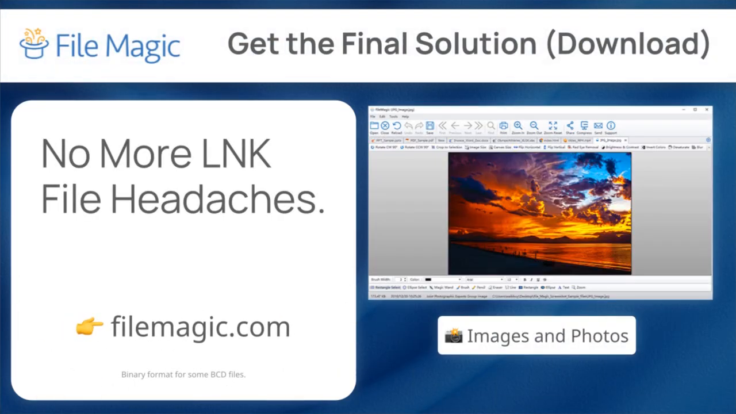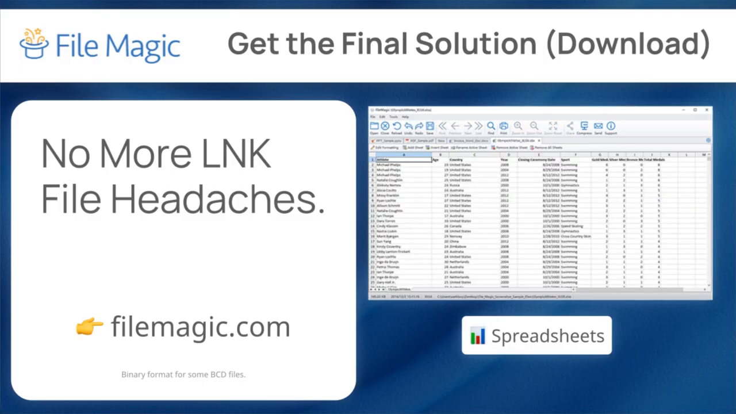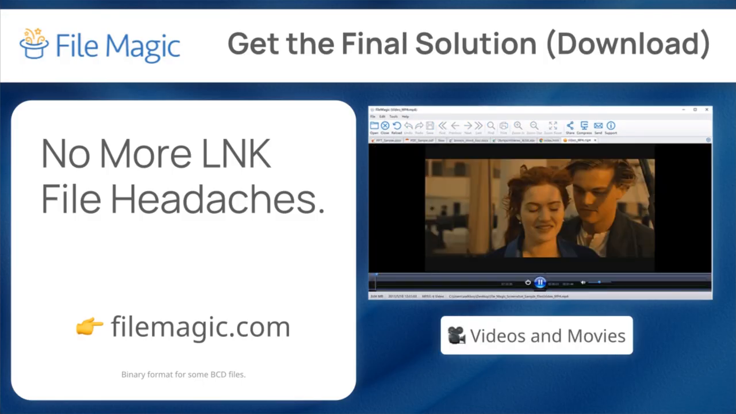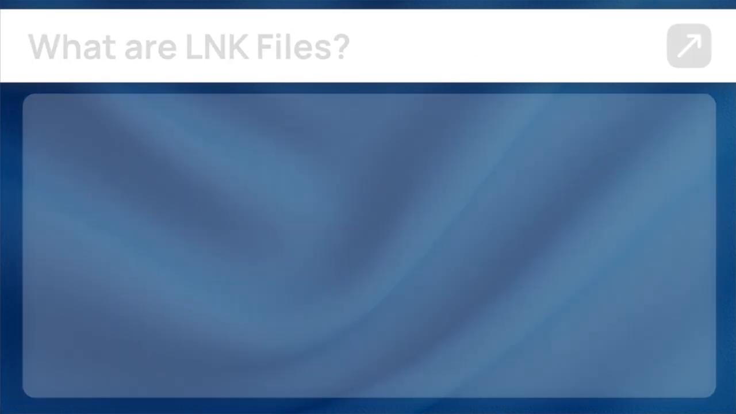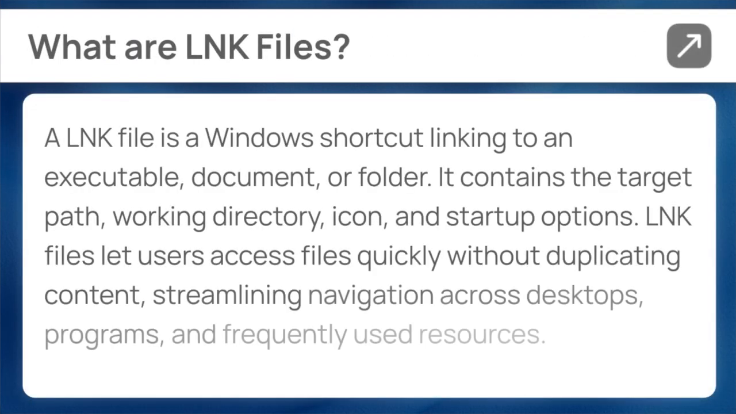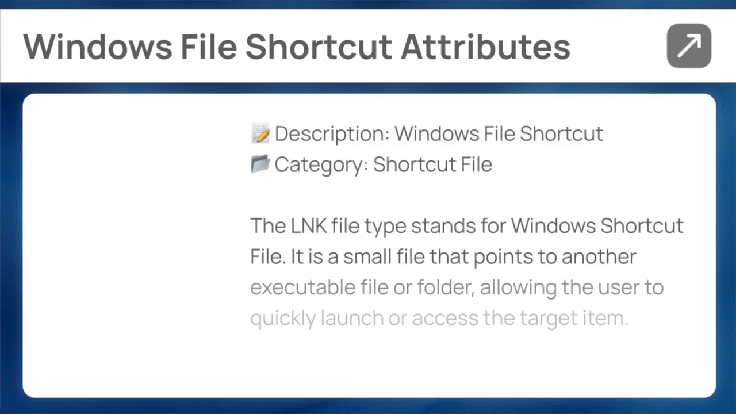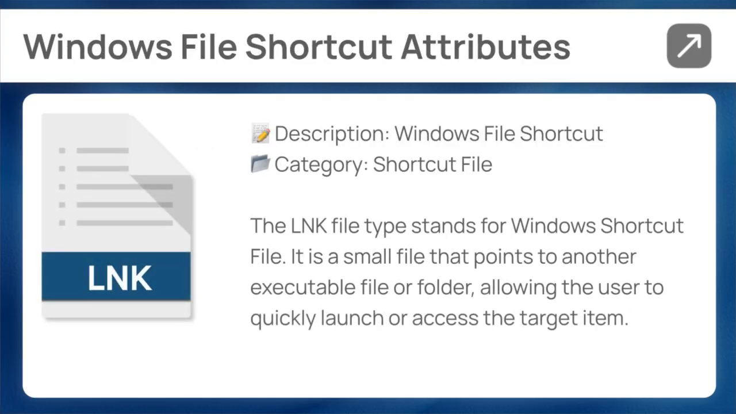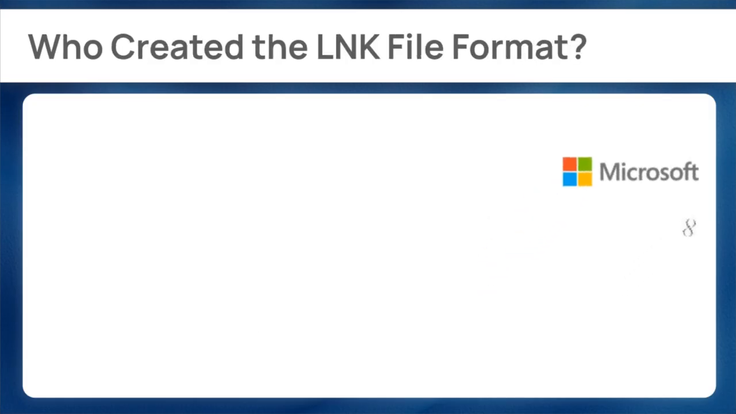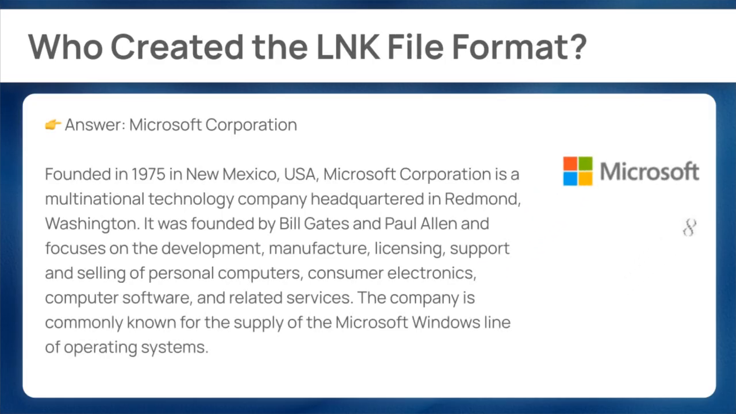We will demonstrate the power of a single LNK file inspection application that effortlessly manages complex troubleshooting across all file formats. The file structure mandates that the LNK is treated as a shortcut file instance. The data structure employs the Windows File Shortcut method. The LNK file type stands for Windows Shortcut File. It is a small file that points to another executable file or folder, allowing the user to quickly launch or access the target item. Developed by Microsoft for Windows, the design is a proprietary binary structure that stores the path to the target file, icon index, and other metadata.